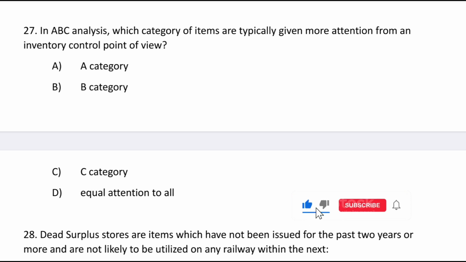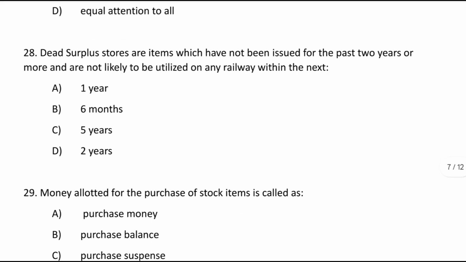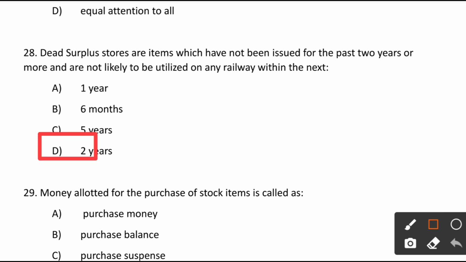27. In ABC analysis, which category of items are typically given more attention from an inventory control point of view? A category. B category. C category. D equal attention to all. In this question, the correct answer is A category. 28. Dead surplus stores are items which have not been issued for the past 2 years or more and are not likely to be utilized on any railway within the next A. 1 year. B. 6 months. C. 5 years. D. 2 years. In this question, the correct answer is D.